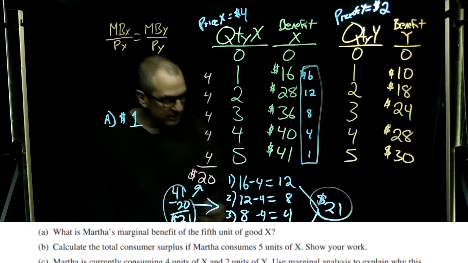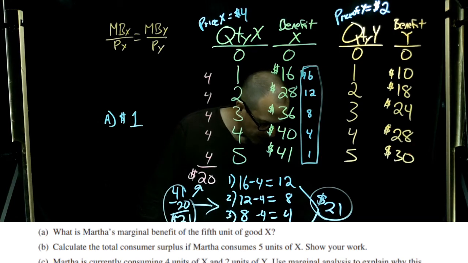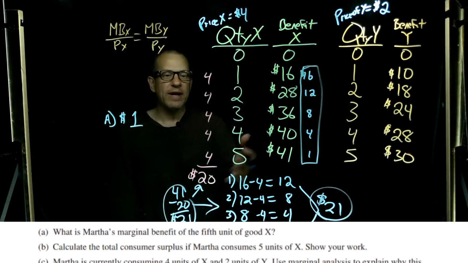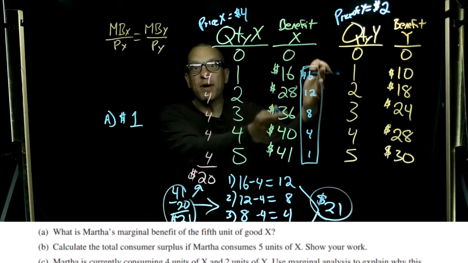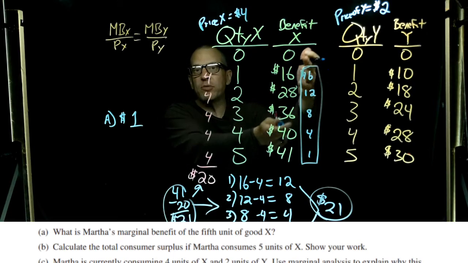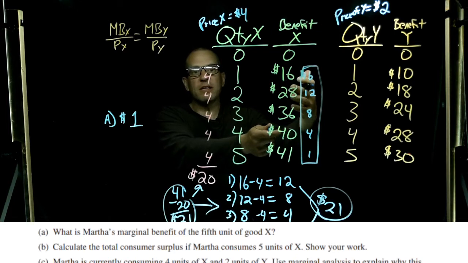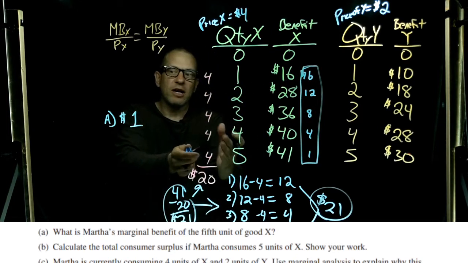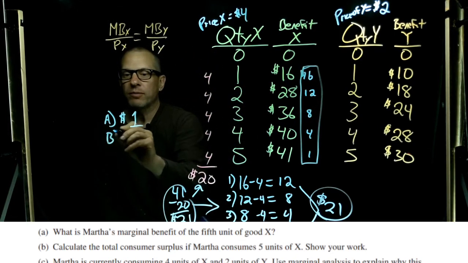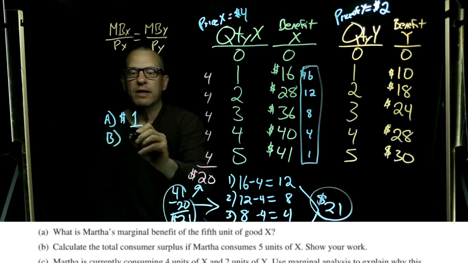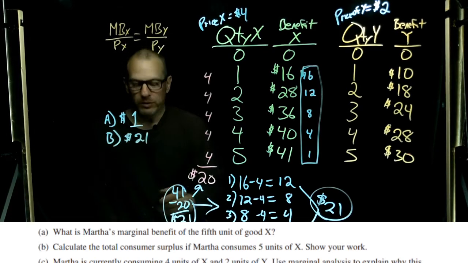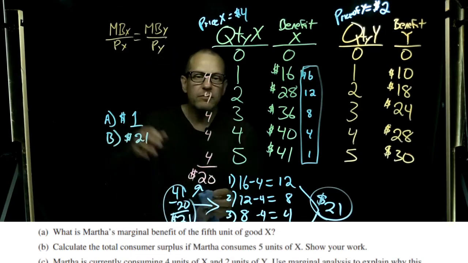So it says show your work. So in showing your work, you could do either way to figure out what was the total amount of additional benefit she received from consuming each unit of the product here, minus what it actually cost her. So for B, show the work, and the answer ends up being $21 of consumer surplus.